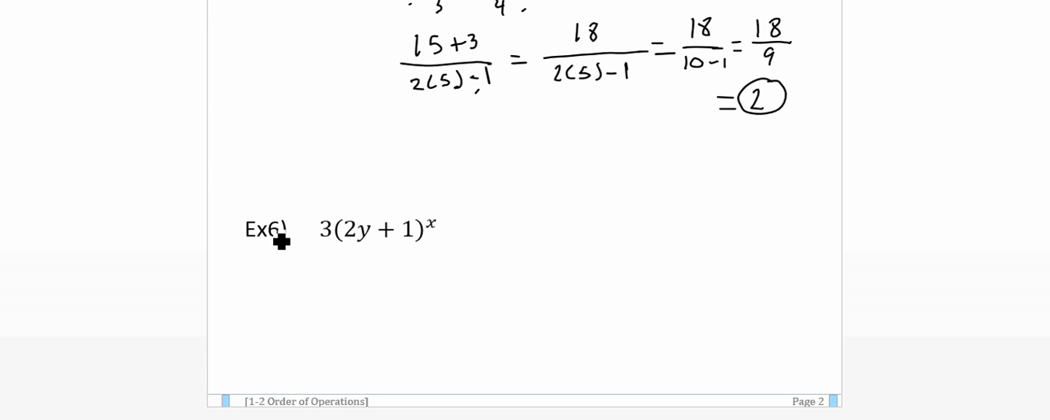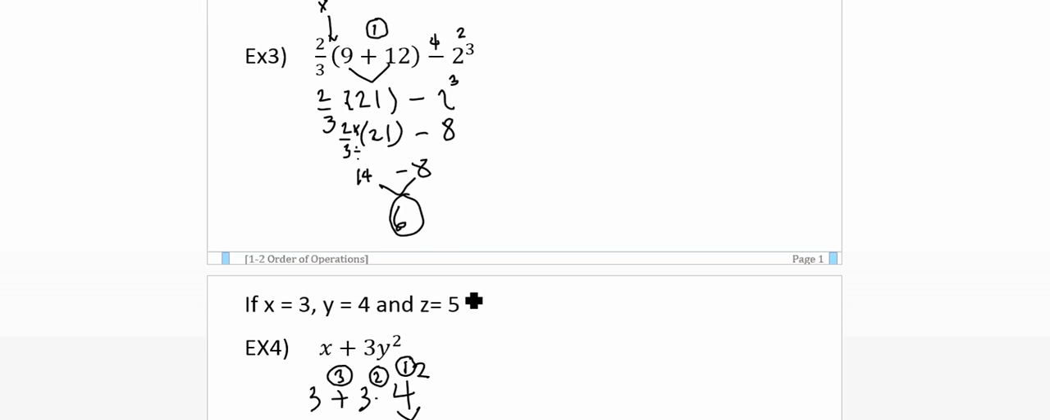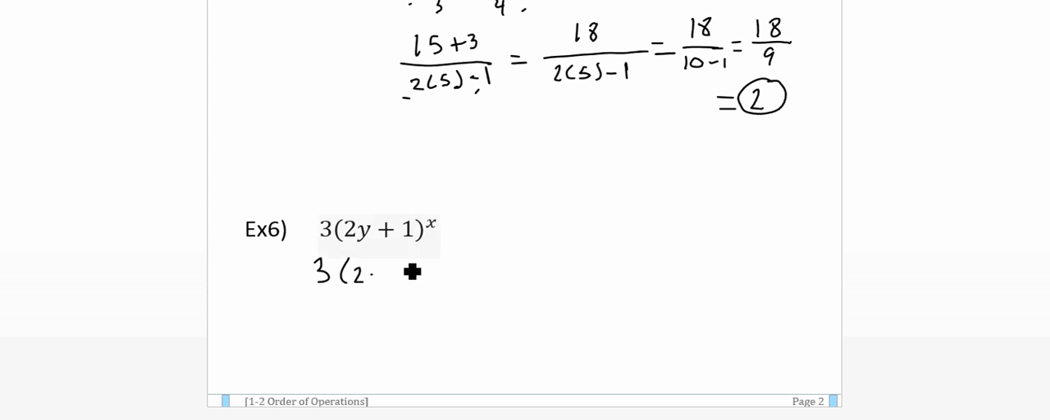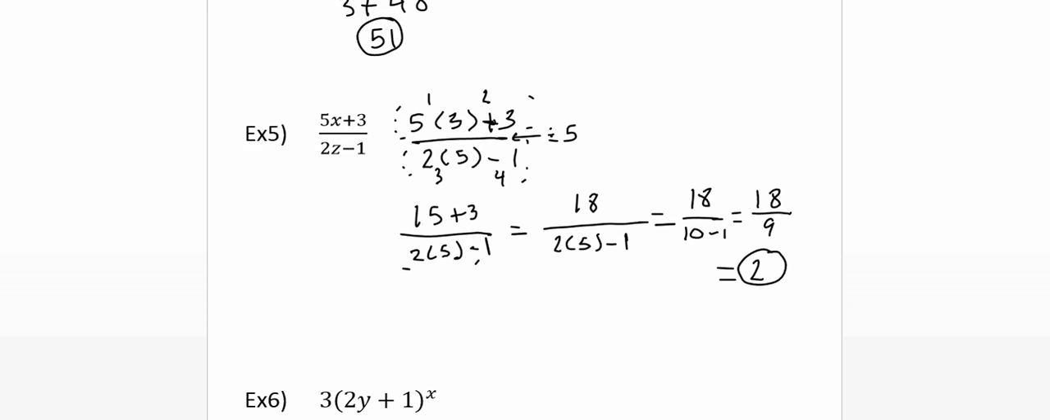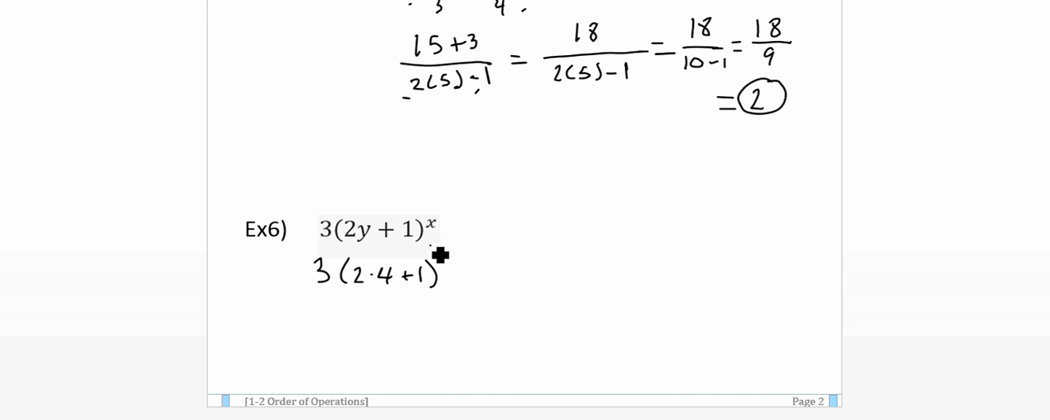All right, so we have, first step is to label it, right? 3 parentheses, 2 times, we're going to have to figure out what y was. Y was 4, so 3 times 2 times 4 plus 1 to the second power, or third power. I believe x was 3, if I'm not mistaken. 3. So 3 parentheses, 2 times 4 plus 3 to the third power.